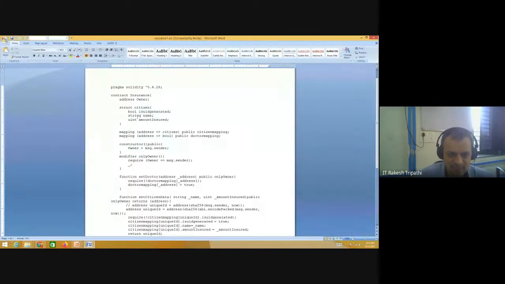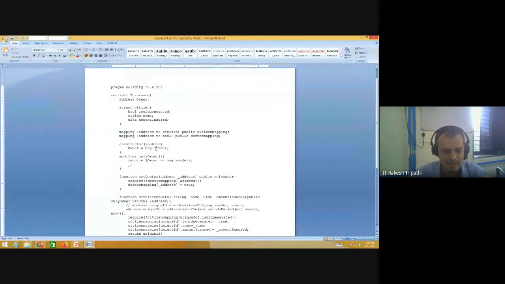So these three are the variables. This is the name of the citizen, and this is the amount that he is insured for. And mapping is just like a hashing function, a key-value store kind of thing. So if I give an address, then the citizen record will be returned. This mapping is known as citizenMapping. The variable assigned to this mapping is citizenMapping. And if I give an address, then a Boolean value will be returned. So I have a constructor, and the owner value is assigned: whoever is deploying the smart contract onto the blockchain is the owner.